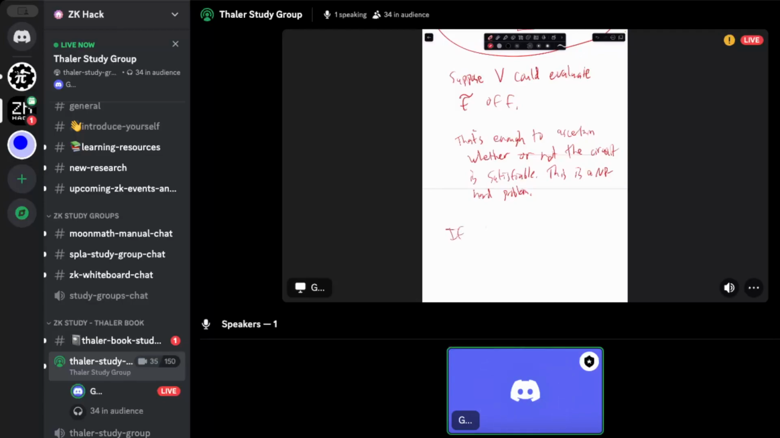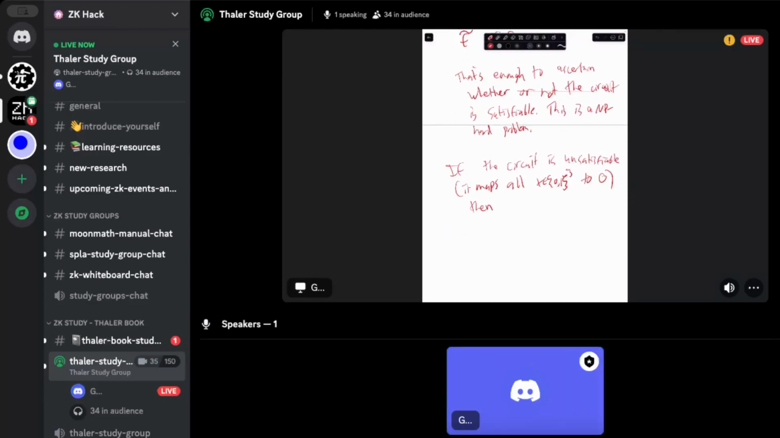If the circuit is unsatisfiable, that is, it maps all inputs x in {0,1}^n (in my example, n is 3) to 0, then my claim is that f twiddle is the identically 0 polynomial. And this holds just because multilinear extensions are unique.